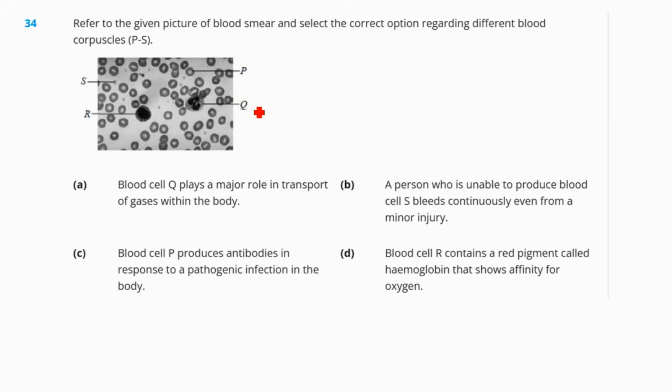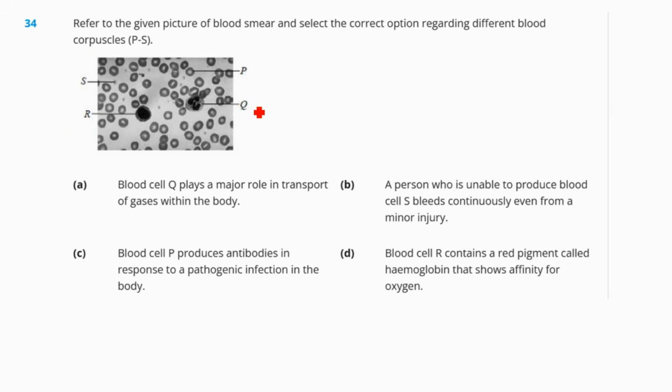Question number 34. Refer to the given picture of blood smear and select the correct option regarding different blood corpuscles. Okay, so we have to find the correct statement. So here we can understand P is a red blood cell, Q is a white blood cell, S is platelet, and R is corpuscles. Okay, so let's see. Blood cell Q is not a red blood cell.